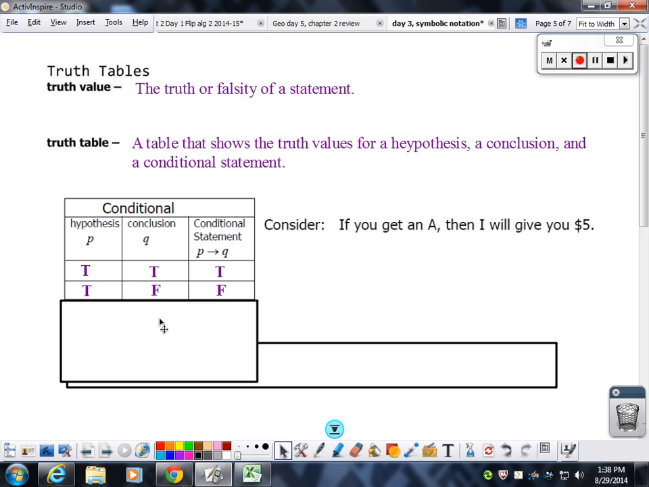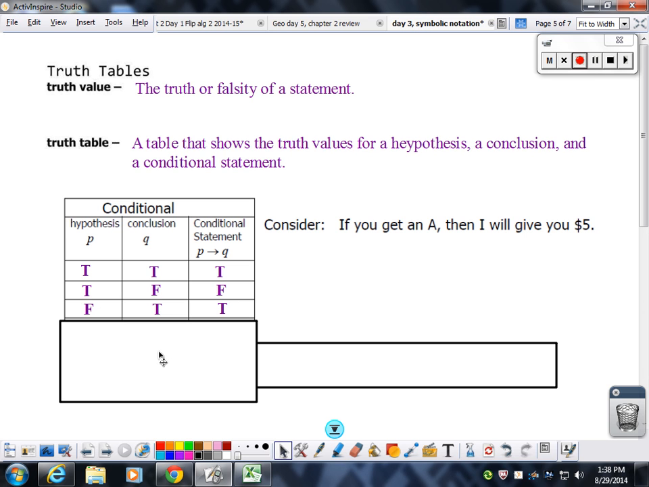The next thing we can look at, if the first part of the statement or the hypothesis is true and the conclusion is false, then the whole statement would be false. An example would be, you got your A and then I didn't give you $5. Well, then this original statement is false.